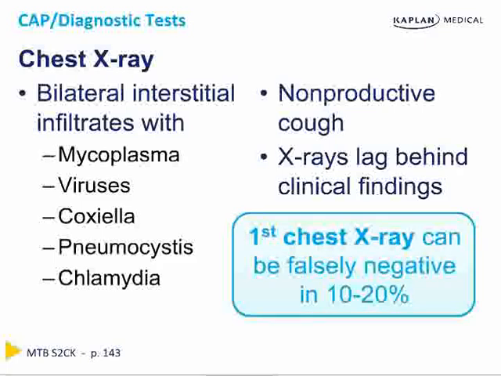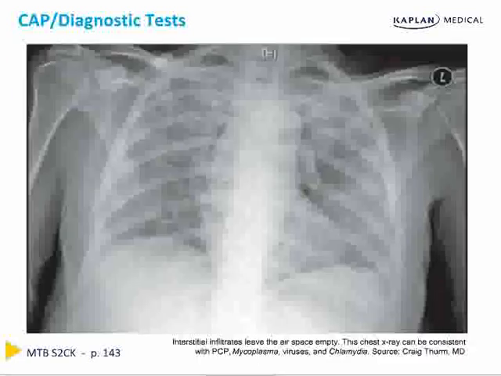Remember, especially with these atypical pneumonias, the first chest X-ray can be falsely negative in 10 to 20% of patients. So if the patient does not improve with your empiric antibiotic choices, you may want to pursue a second chest X-ray. Here is an example of interstitial infiltrates in the bilateral lungs, which are leaving the air spaces spared. This X-ray might be consistent with any of the atypical pneumonias, including PCP, Mycoplasma, viral, or Chlamydia.